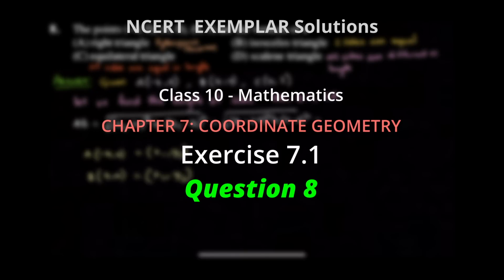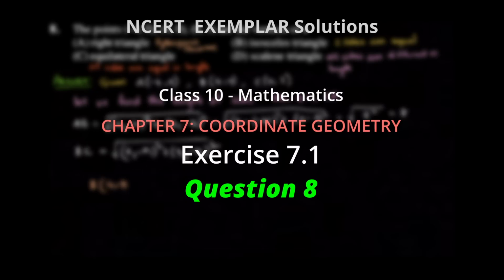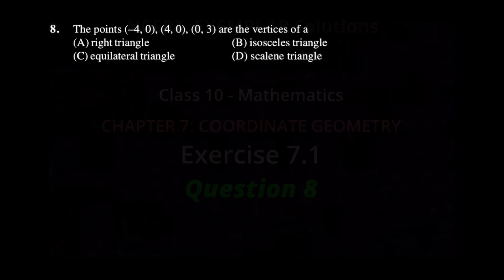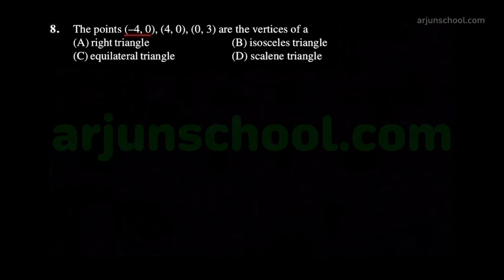NCERT Exemplar Solutions, Class 10, Maths, Chapter 7, Exercise 7.1, Question number 8. The points (-4, 0), (4, 0) and (0, 3) are the vertices of a triangle. Option A, right triangle. Option B, isosceles triangle. Option C, equilateral triangle. Or option D, scalene triangle. Now let us see what these triangles are.